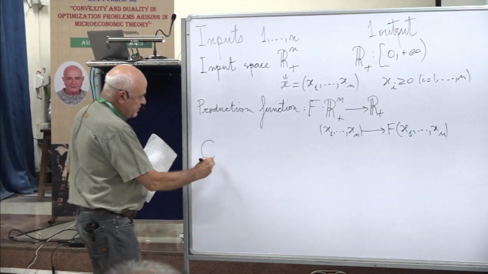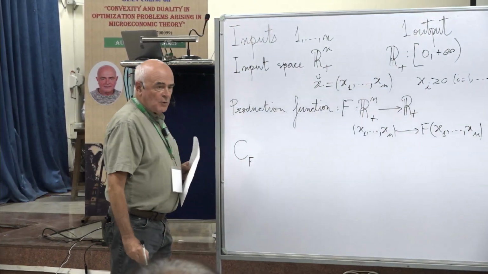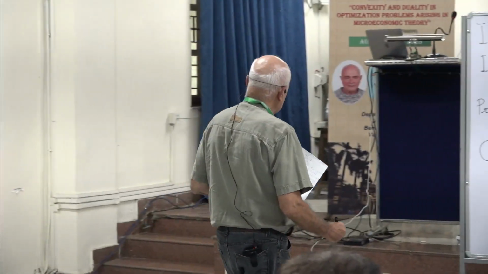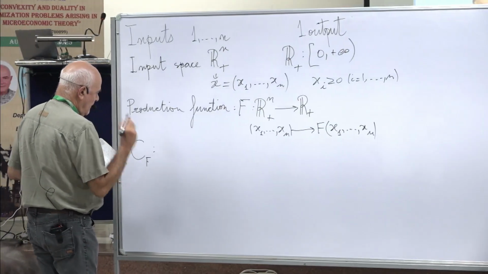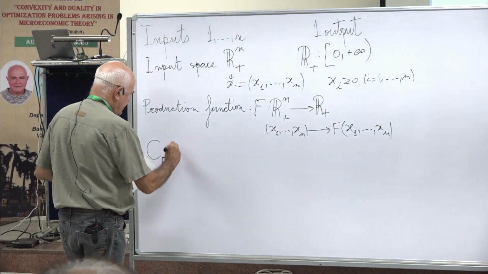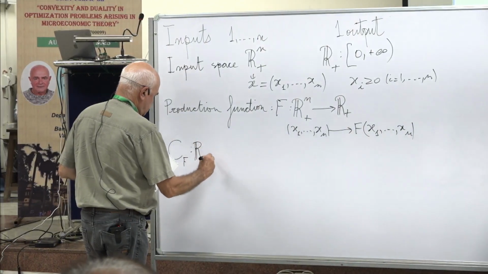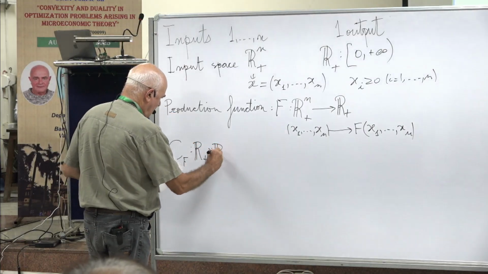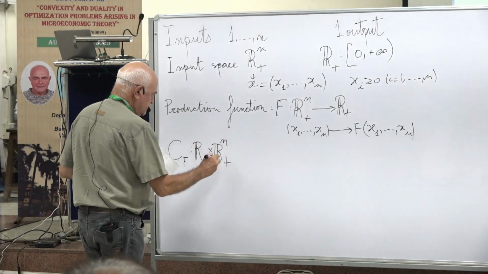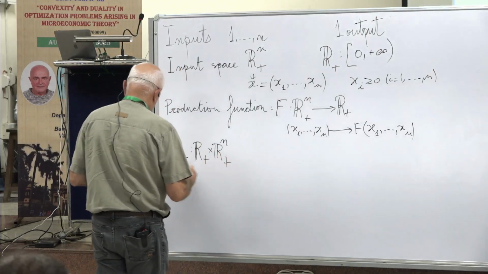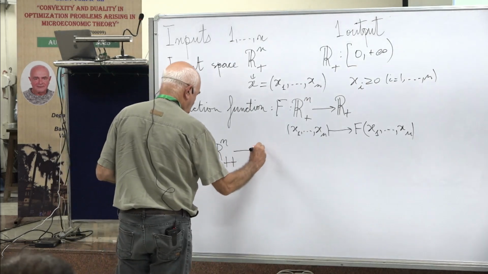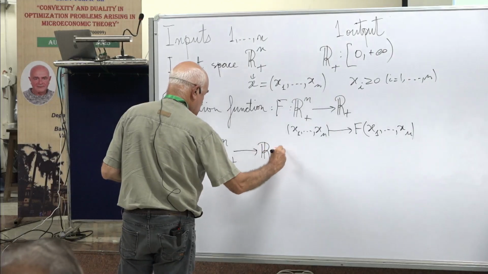If you want, you can write C sub f if you want to stress that it is the cost function associated with the production function f. And this production function is defined on the Cartesian product of R plus with R plus n, into the non-negative reals union plus infinity.